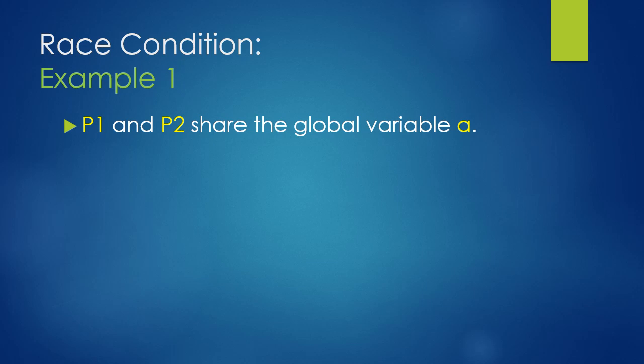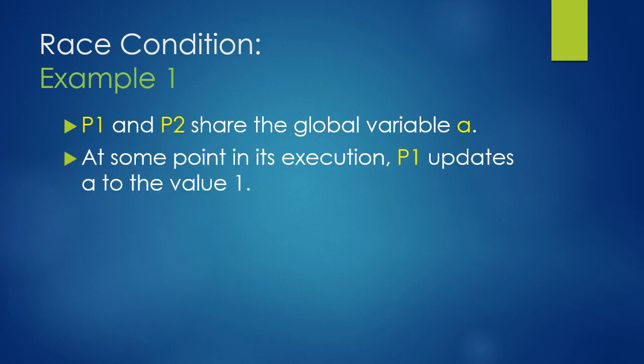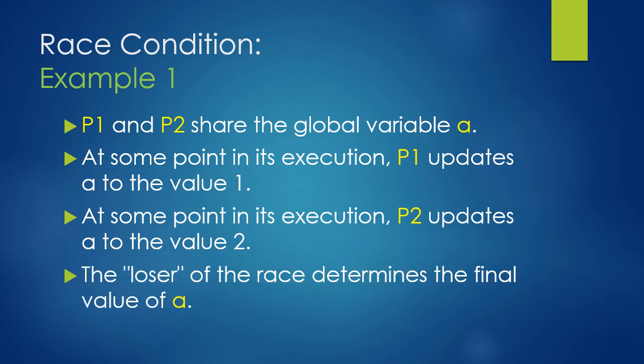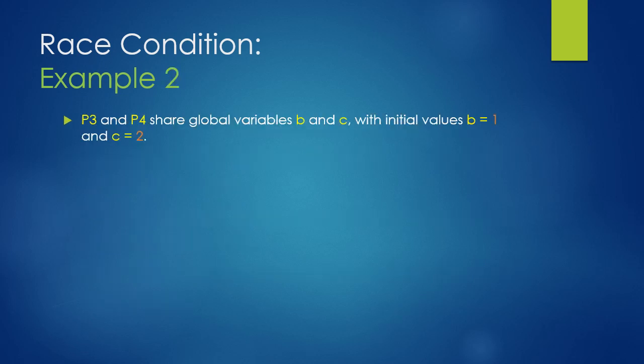As a first example, suppose that two processes P1 and P2 share the global variable A. At some point in its execution, P1 updates A to the value 1, and at some point in its execution, P2 updates A to the value 2. Thus, the two tasks are in a race to write variable A. In this example, the loser of the race, the process that updates last, determines the final value of A.